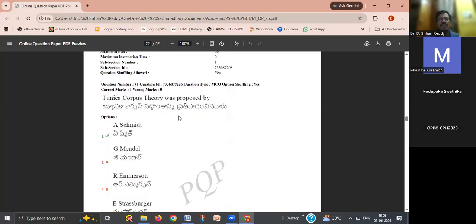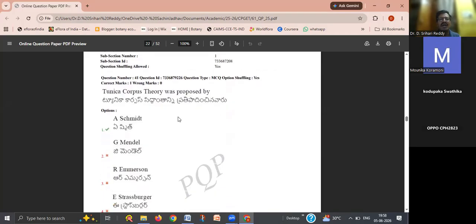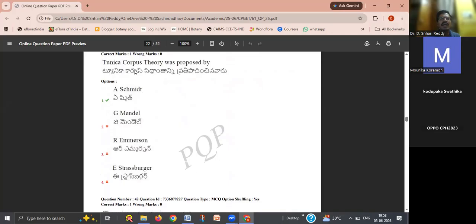Next, we come to part B, cell biology. Now, cell biology, this is the anatomy. Regarding the tunica corpus theory, it was proposed by. So there are different theories.